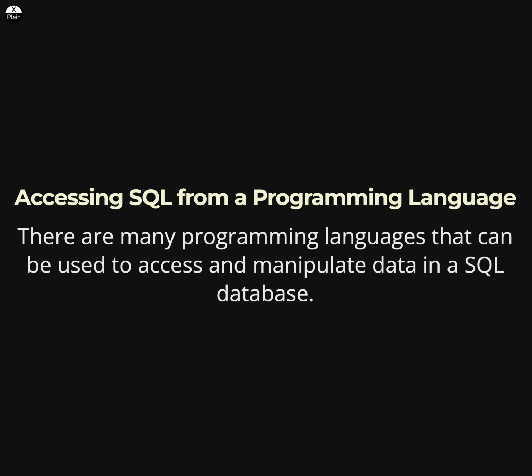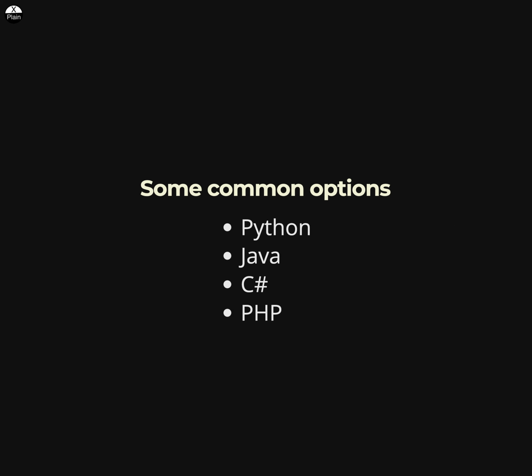Some common options include Python. Python has several libraries that can be used to interact with a SQL database, such as Psycopg2 and PyODBC. Java has several libraries that can be used to interact with the SQL database, such as JDBC and Hibernate.